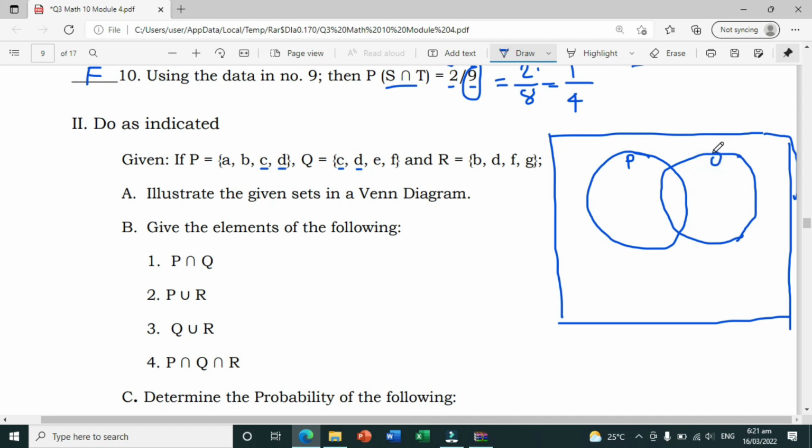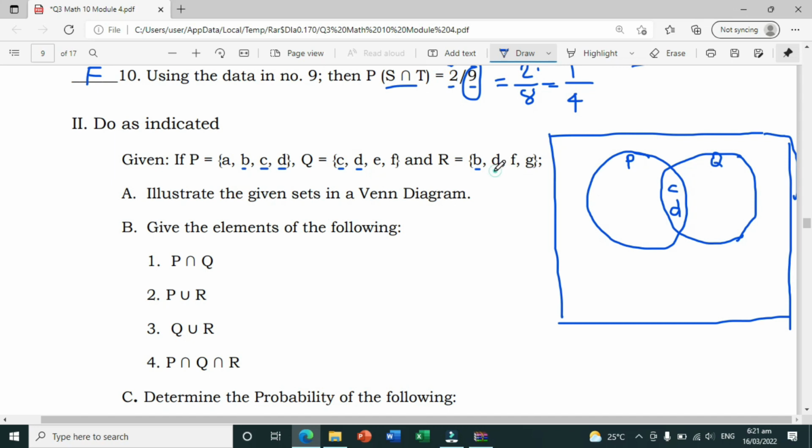So, ito yung Q natin. Yan. So, according dito, may C at saka D. Now, kung gagawa tayo ng R, make sure na disjoint ba itong R sa ibang sets o hindi. So, kung makikita natin yung B, meron sa P. So in other words, may common si P at saka si R, which is B. So pwede siya mag-overlap kay P.